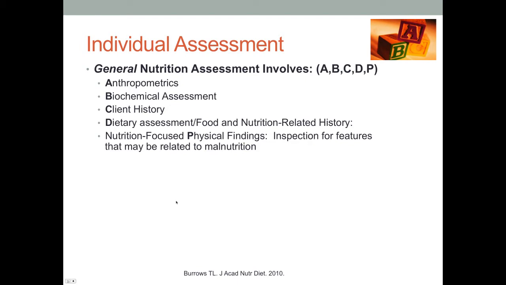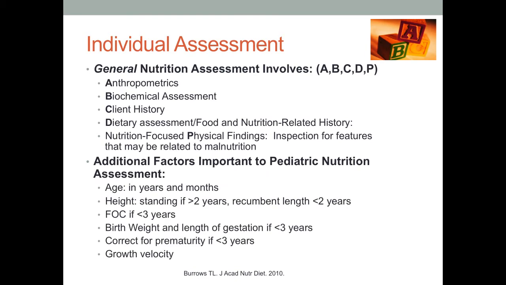Okay, so we know the pediatric assessment is going to be very similar to adults in that we use the ABCDs: the anthropometrics, biochemicals, client history, dietary assessment, and the physical exam. But we also have to consider these other factors that are important to pediatric nutrition. One, we have to figure out their age and whether it needs to be corrected or not.